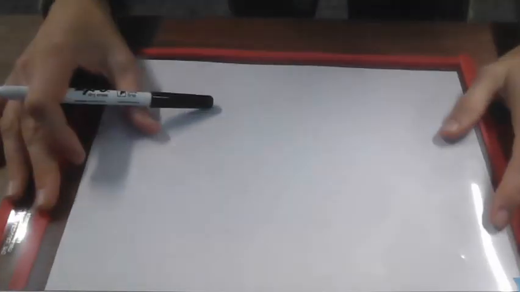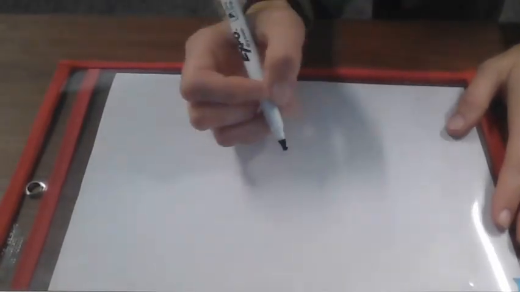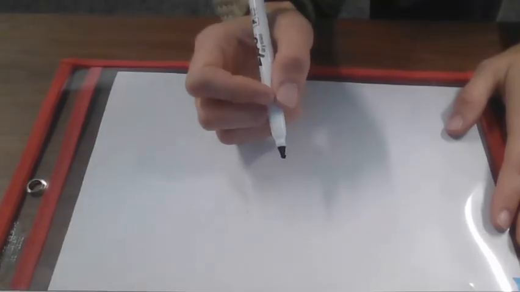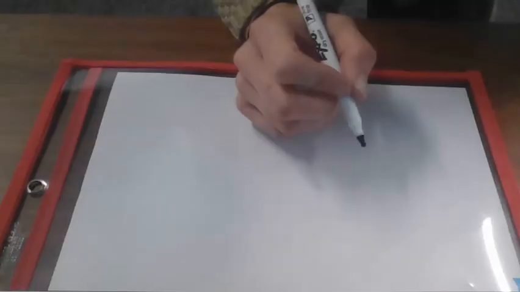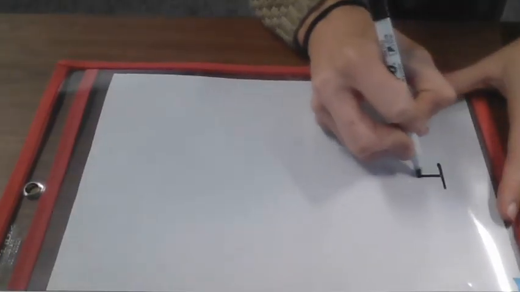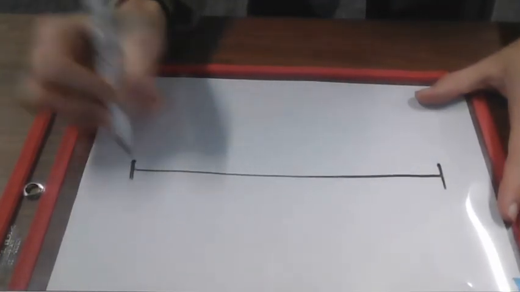Hi, it's Mrs. Becken. I'm back with another strategy of how you can help support your child at home with math of adding two-digit numbers. So the previous strategies we used were place value blocks and decomposing. Today we are going to look at how we can use the number line to help us add.